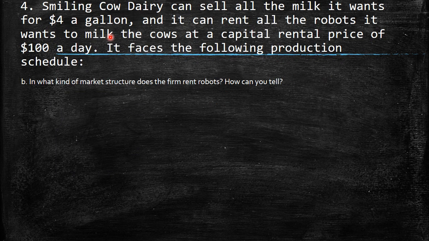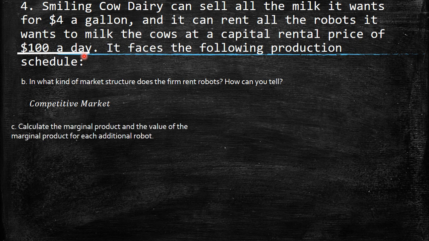Then, in what kind of market structure does the firm rent robots? How can you tell? Competitive market. Why? Again, because the rental price is $100 and it is exactly the same. If I rent one robot or I rent 100 robots, I cannot make any change in the price in the market. So I'm again a price taker.